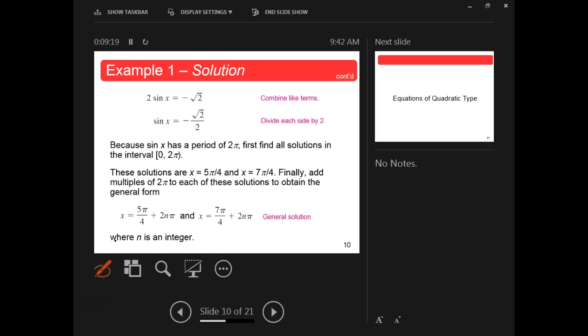When n is 0, you have 5/4 pi and 7/4 pi. When n is 1, you have one more circle around. And when n is -1, you have a circle that way. And you can do as many integers as you want, positive or negative. Any questions on that? You see how it works? Okay.